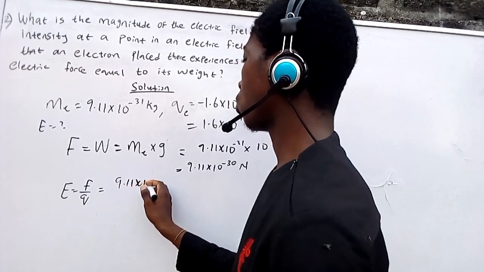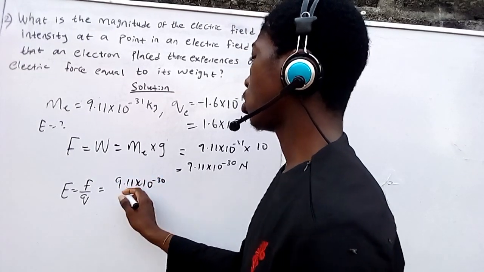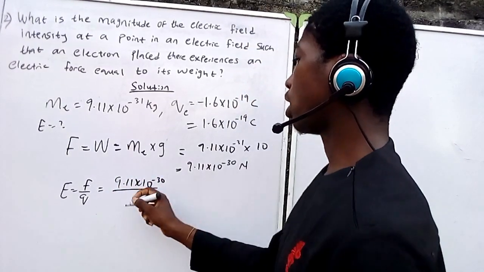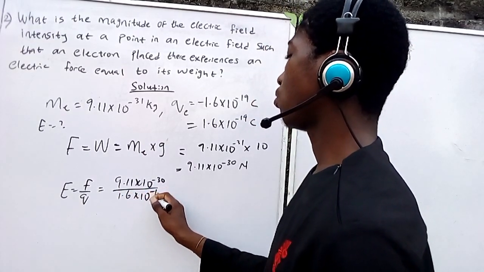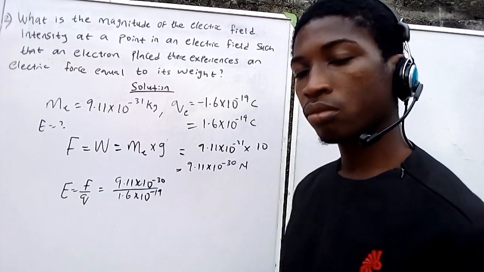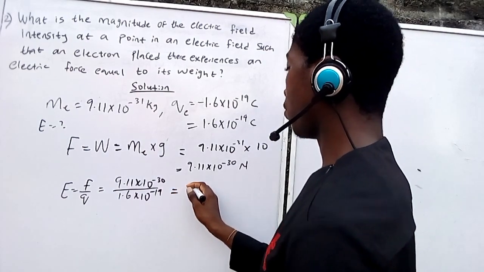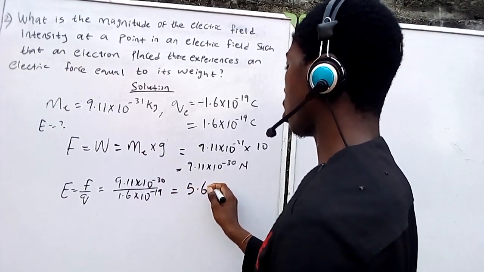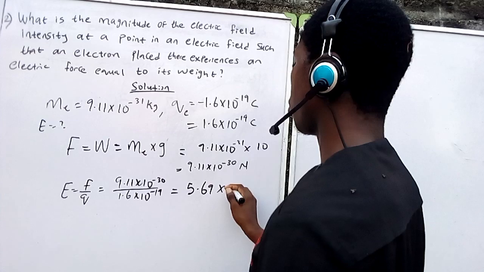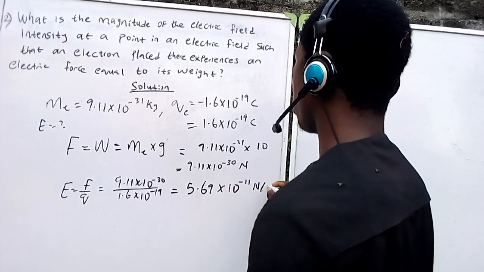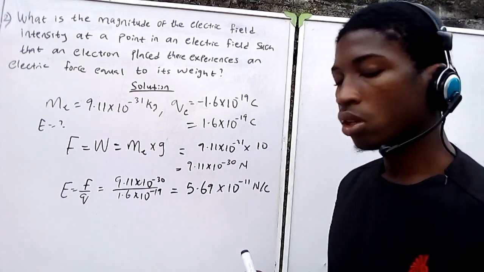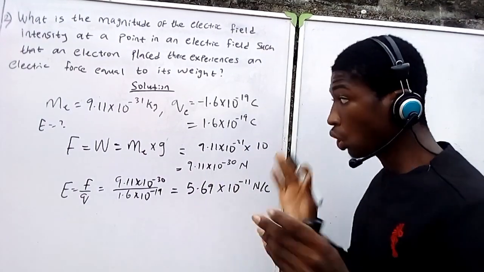9.11 times 10 to the power negative 30 divided by our charge, 1.6 times 10 to the power negative 19. And when you divide that, you'll have 5.6 now, if I'm not mistaken, times 10 to the power negative 11 Newton per coulomb. That's how to solve the question. You're done with the question.